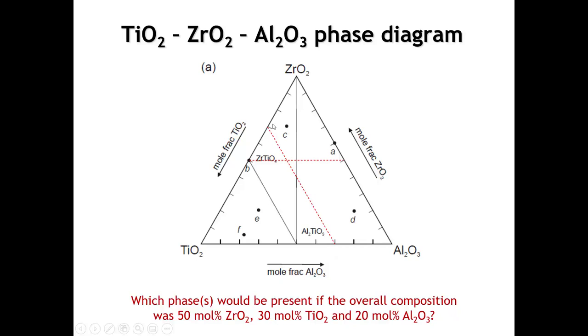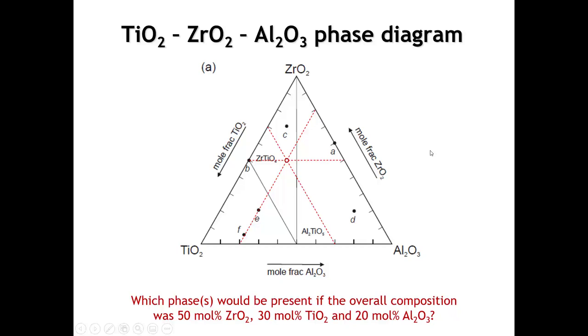Now, really, we can see that they're going to intersect right here. But just to make sure we haven't made a mistake, let's look at where the line that represents 20% aluminum oxide goes through. And that line, as it should, actually intersects the other two all at one common point. So at that point, that's the composition we're talking about on this phase diagram.